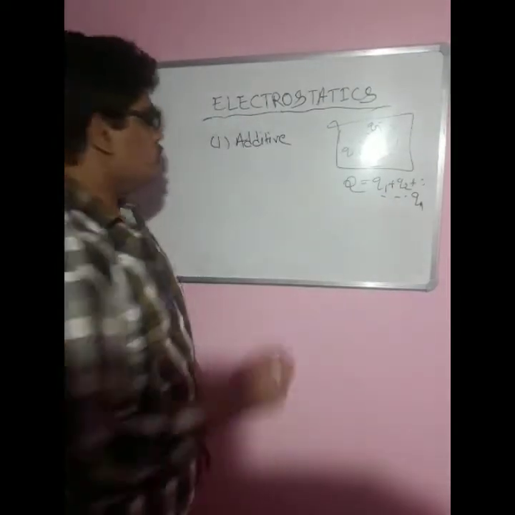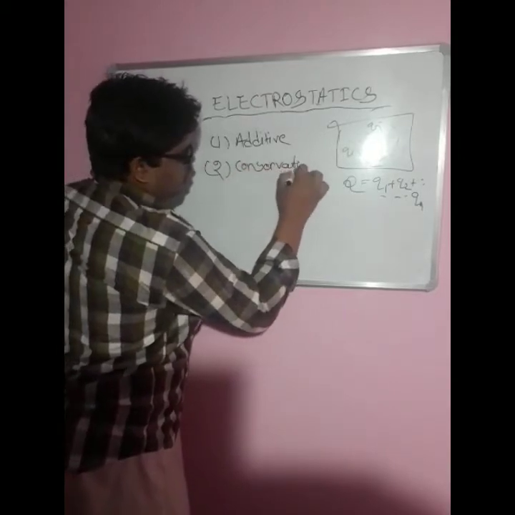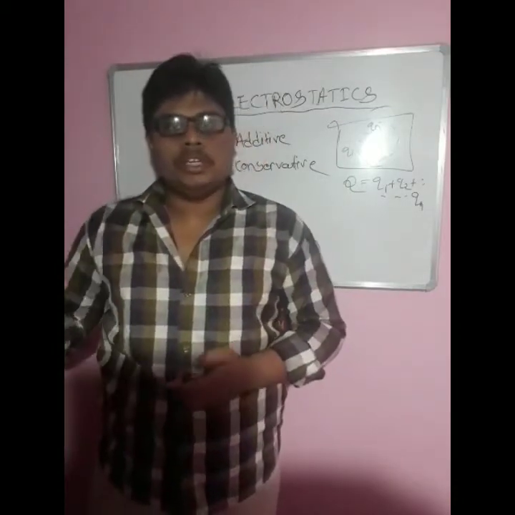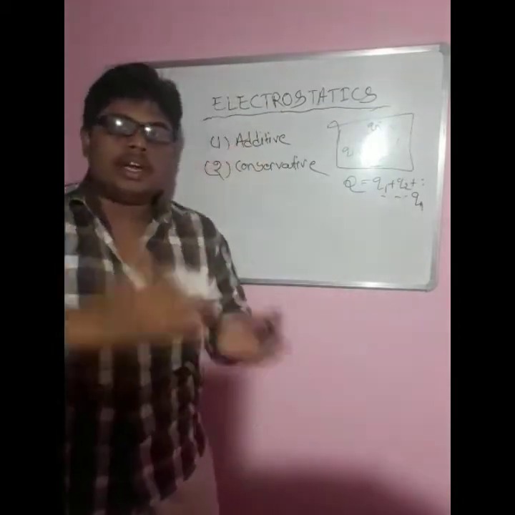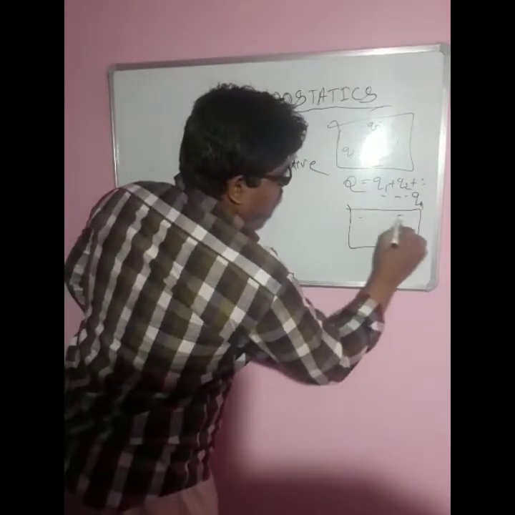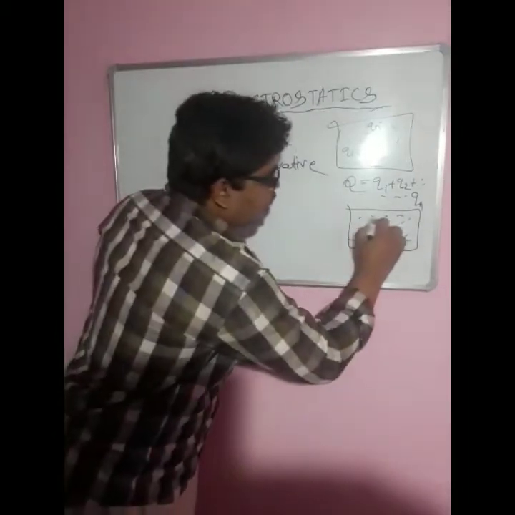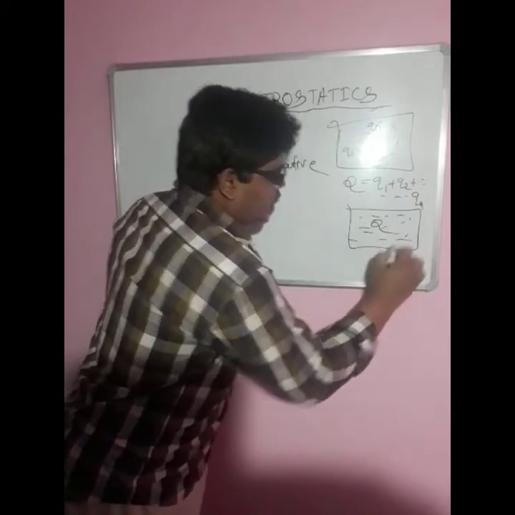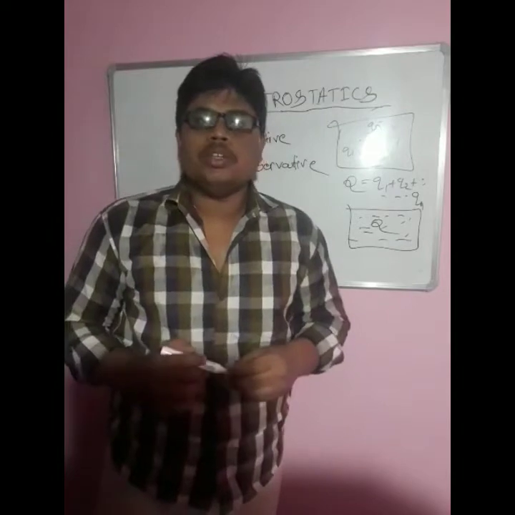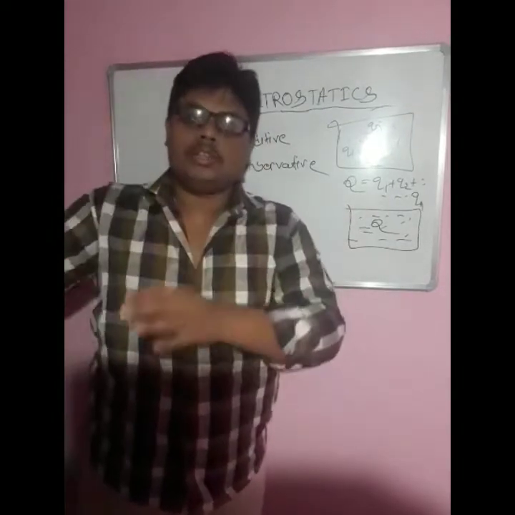The second one is conservation of charge. Conservation means charge can neither be created nor be destroyed. It can transfer from one system to another. In an isolated system, the total charge remains the same, meaning the isolated system has the same quantity of charge throughout.